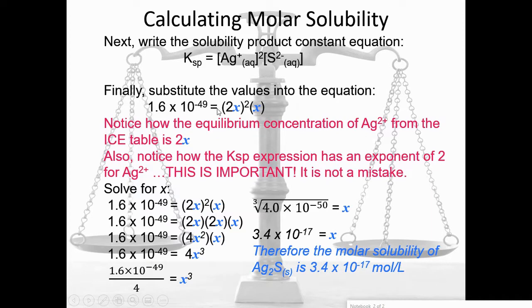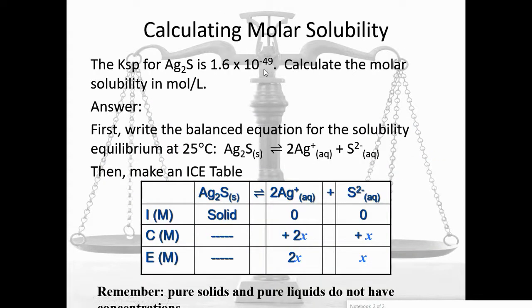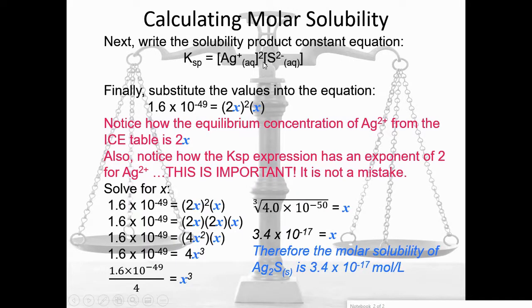So now that we have done that, we're going to make our KSP equation. It's also called the solubility product constant equation. So the silver ion has a coefficient of 2 because there's a 2 there. We're going to put an exponent of 2 there. The sulfide ion will have no exponent. It'll have an exponent of 1. Then we'll substitute our values into the equation.